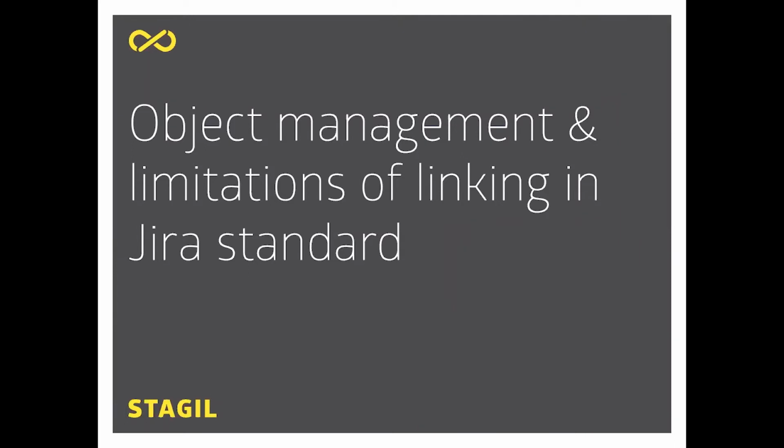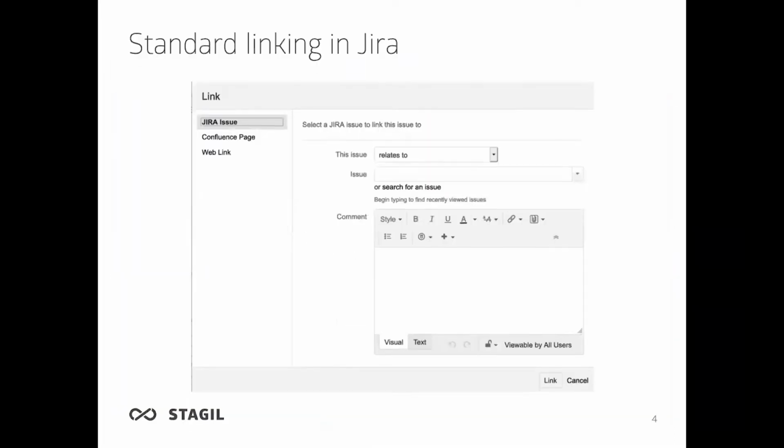So let's see how normal Jira linking works. I guess you're all familiar with it. In Jira Standard, you have the linking option that lets you link one issue to another and define the inward and the outward link, like relates to and is related to, or blocks, or whatever. And that's it for Jira Standard.